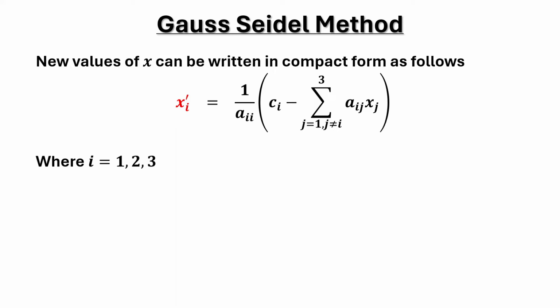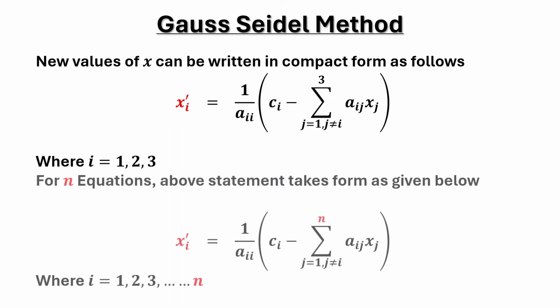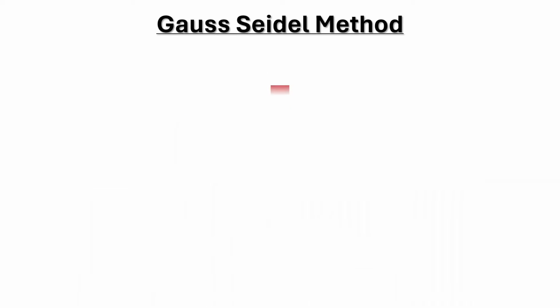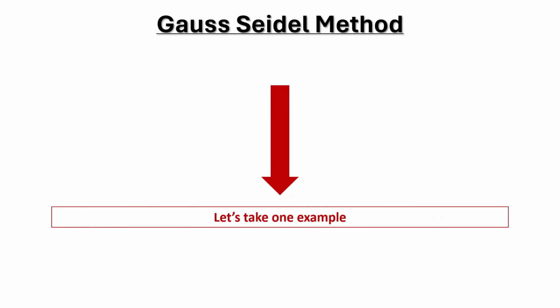New values of x can be written in compact form as follows. For n equations, above statement takes form as given below. Let us take one example.